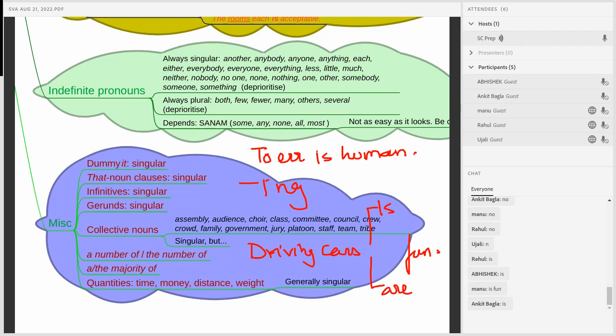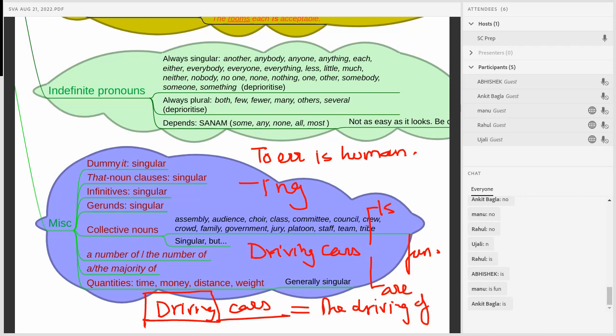Now, the discussion is not over yet. The answer depends on what you are trying to say. Obviously, let me be clear, the answer is is. I'm not disputing that. But there are two ways of looking at driving cars. If you say driving cars, cars could be the less important word and driving could be the more important word. That makes it a gerund. This is meant to be read as the driving of cars.